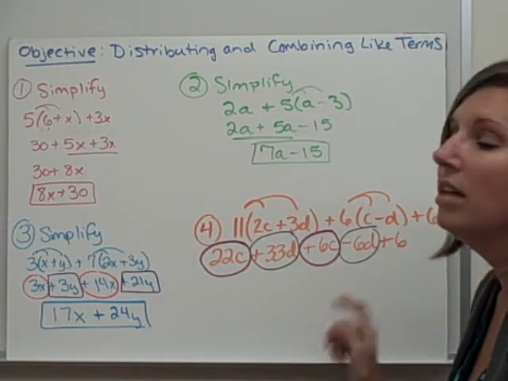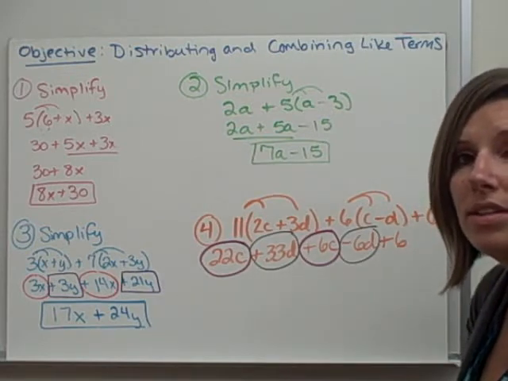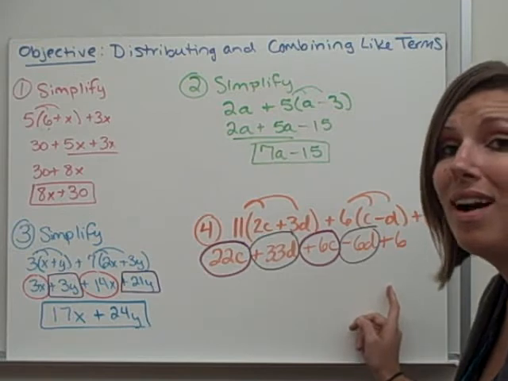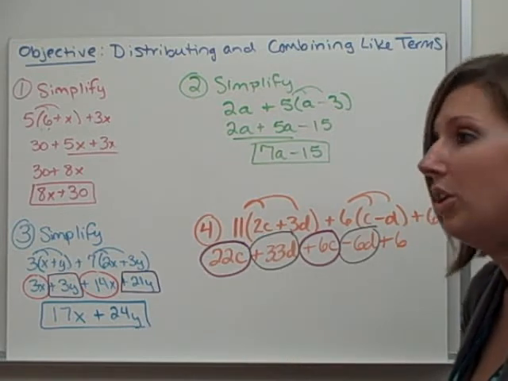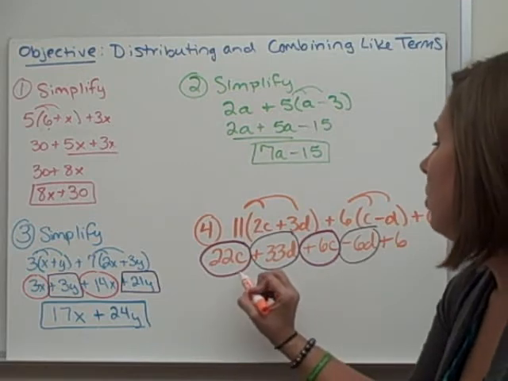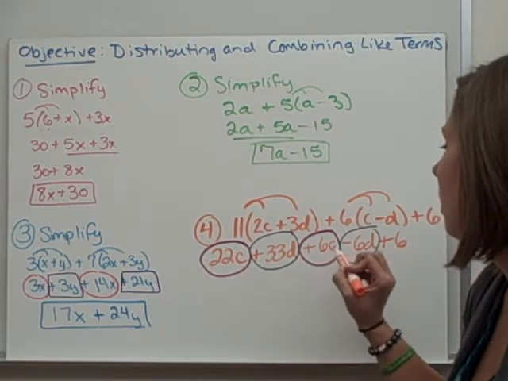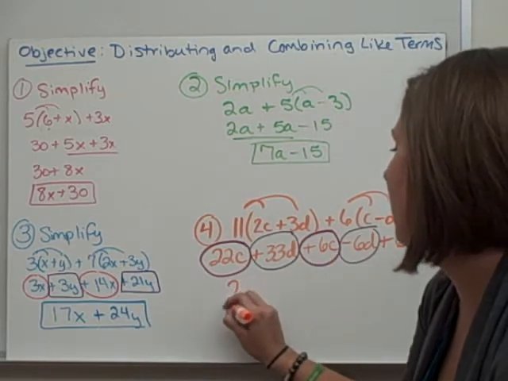This constant is the only one of its kind. There's nothing that I can combine that constant with. It does not have another constant to go with. It has no like terms. So 22c's plus 6 more c's is 28c's.